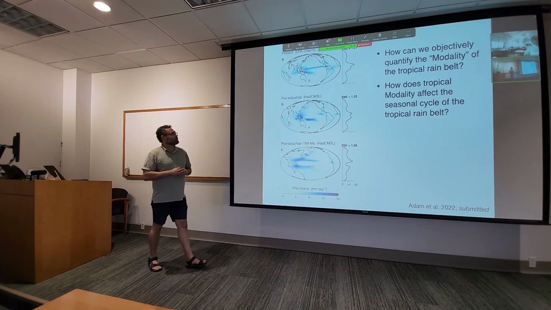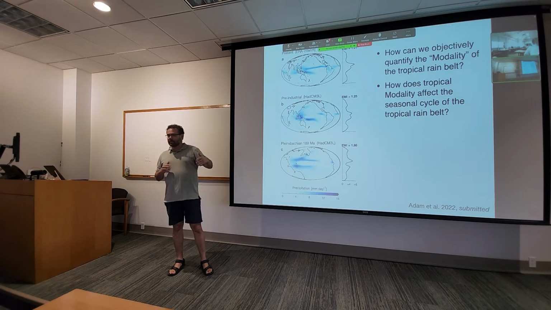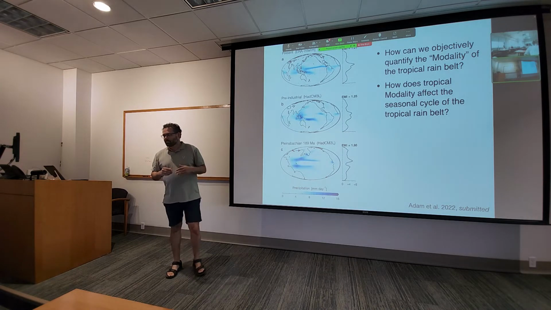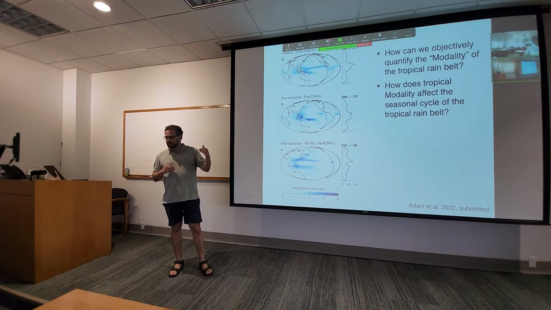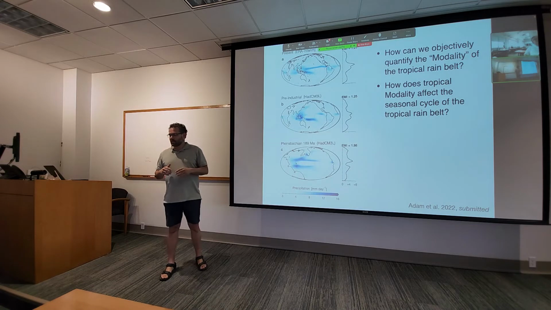Okay, so I'm showing here 3 examples. The top panel is the present climate from ERA-Interim precipitation. The side panels show zonal mean precipitation. The middle panel is precipitation during pre-industrial conditions simulated by the HUJI model, and the lower panel is Pliensbachian conditions about 190 million years ago, again using the HUJI model.